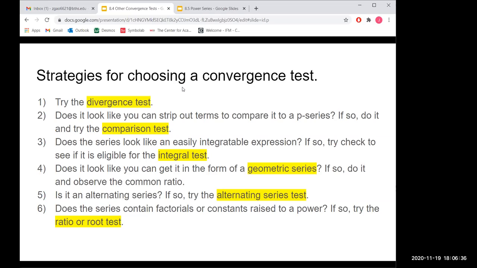Then number two, if it looks like a p-series, so 1 over x to some power, or if it looks like it but has some extra terms to it, you can sort of strip out those terms. When you can do that, then it's probably a comparison test problem. Okay.